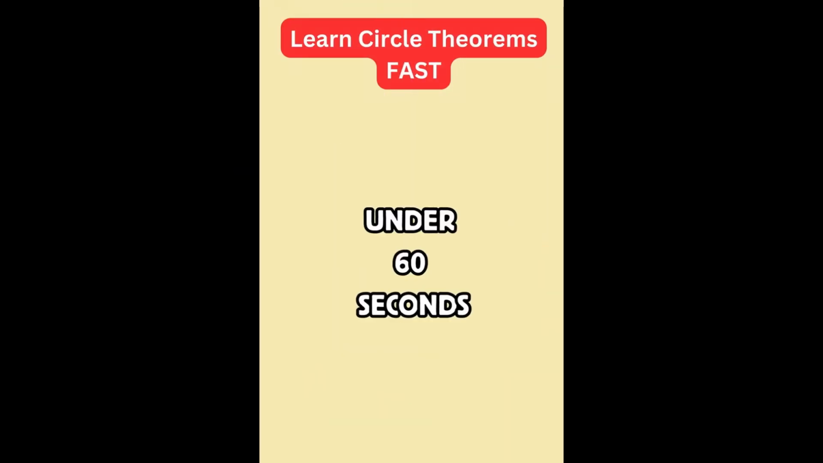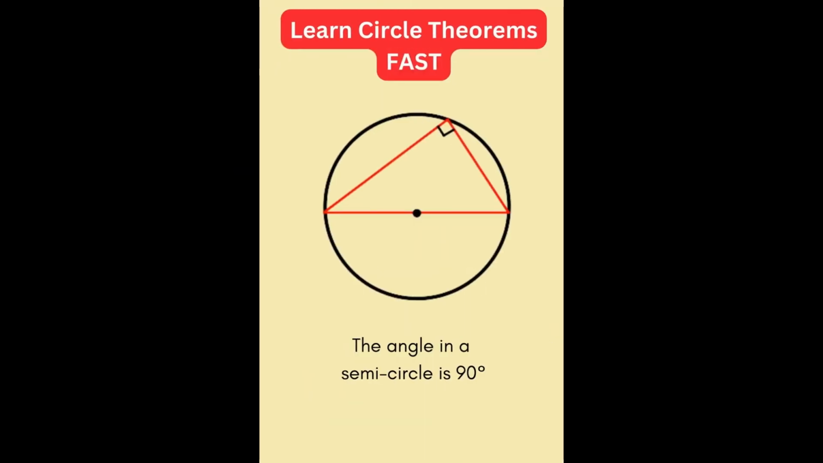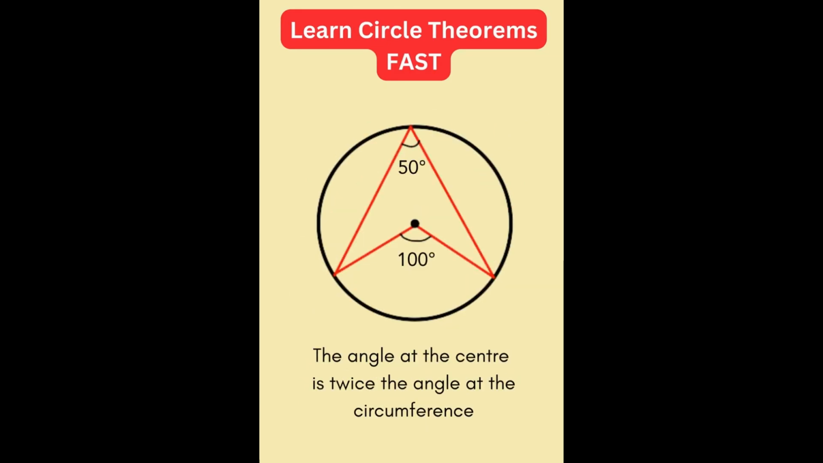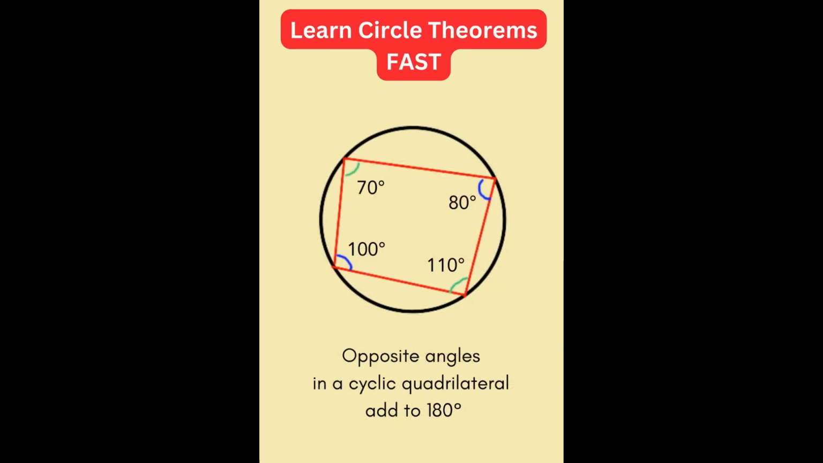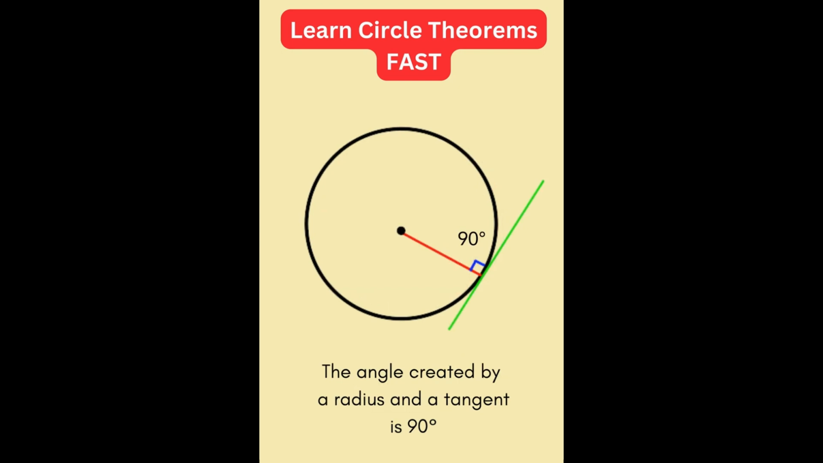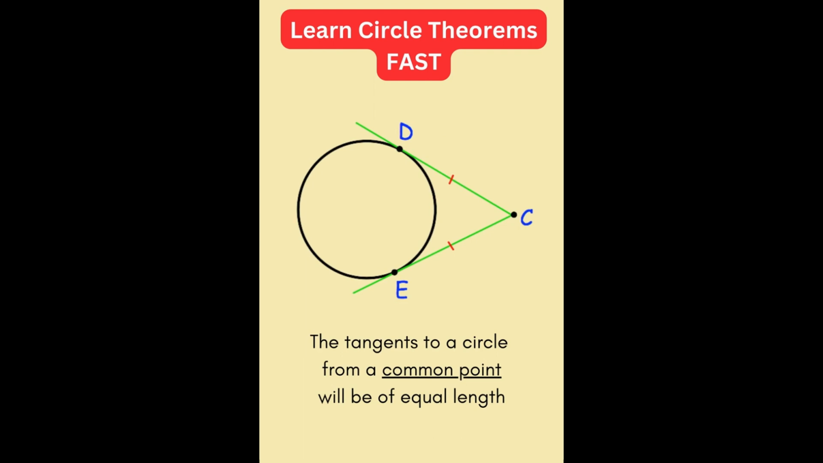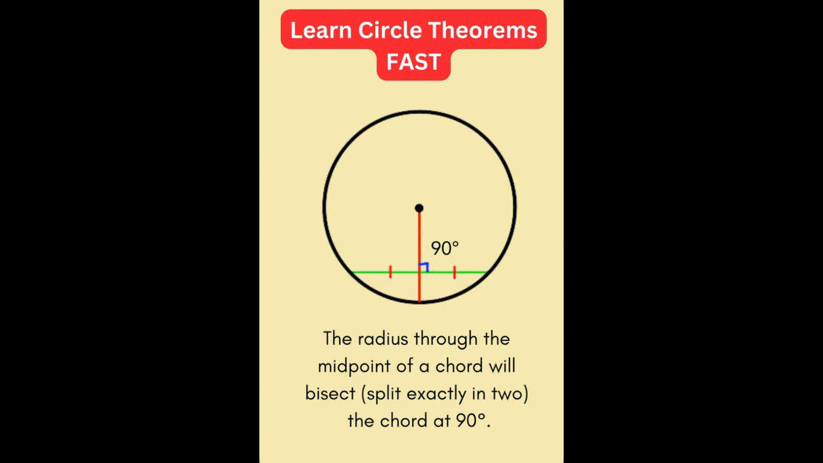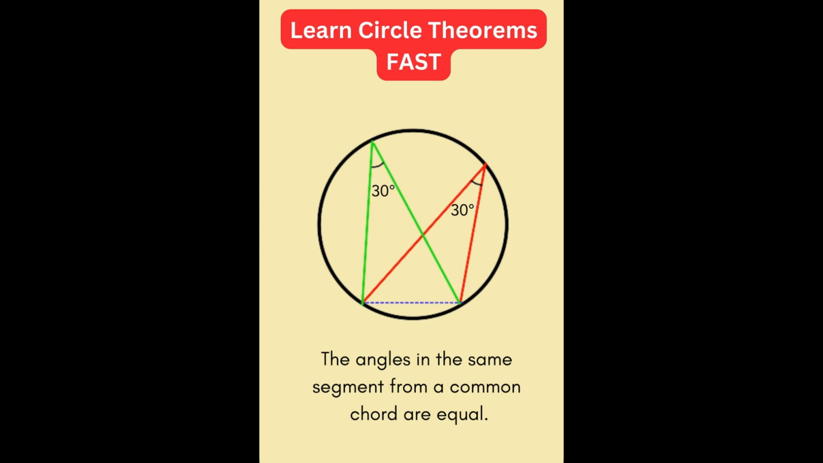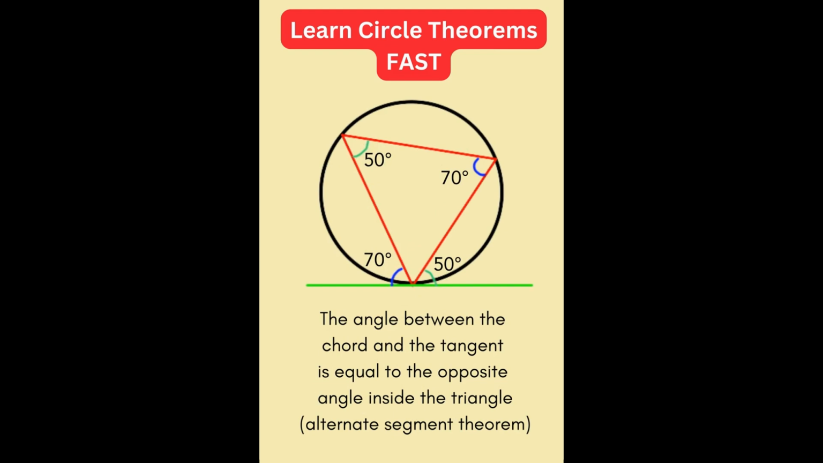Here's circle theorems in under 60 seconds. The angle in a semicircle is 90 degrees. The angle at the centre is twice the angle made at the circumference. Opposite angles in a cyclic quadrilateral add to 180 degrees. The angle created by a radius and a tangent is 90 degrees. The tangents to a circle from a common point will be of equal length. The radius through the midpoint of a chord will bisect the chord at 90 degrees. The angles in the same segment from a common chord are equal. The angle between the chord and the tangent is equal to the opposite angle inside the triangle.